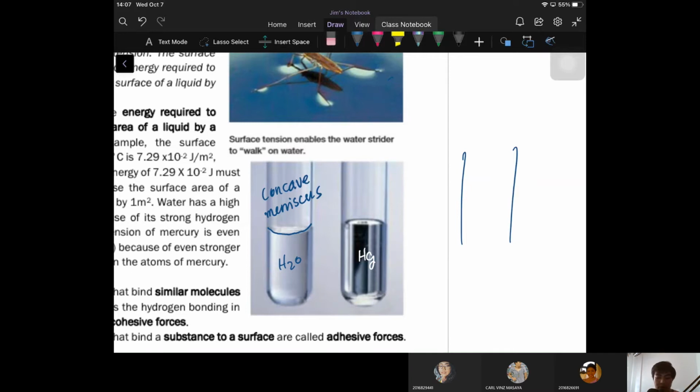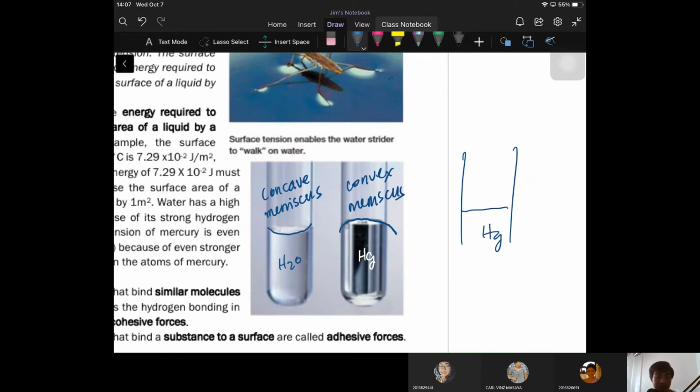So, ngayon, let's have mercury naman. So, mapapansin nyo sa mercury, anong curvature? Bulging, no? Pa-up, outwards. Ang tawag dyan sa bulge na yan ay convex meniscus, no? Bakit? Mercury is metal. Glass is polar. So, tingin nyo, magmamatch sila? Hindi. Kasi magkaiba sila ng attraction. Hindi nila gusto ang isa't isa.